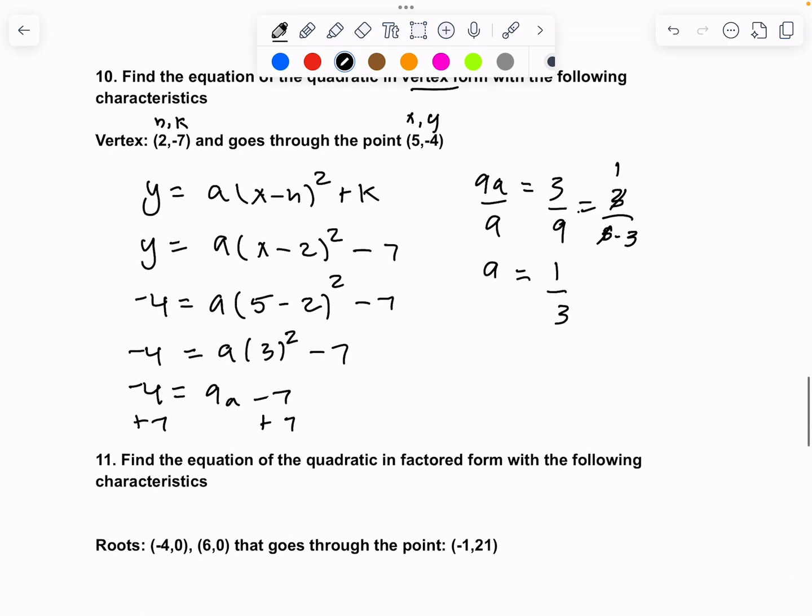Now I just go back to this equation, and instead of a, I write 1/3. So my equation is 1/3 times x minus 2 squared minus 7. That's my equation.